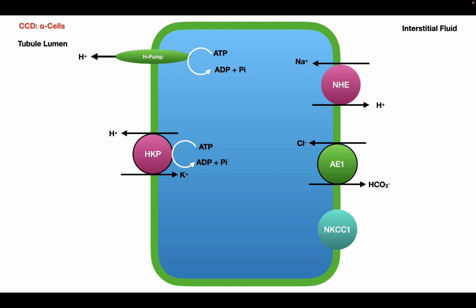And also on the basolateral membrane, we have NKCC1. NKCC1 co-transports 1 sodium, 1 potassium, and 2 chlorides into the cytosol. So what we see from what we learned here is that the alpha cells are going to be secreting acid into the tubule lumen, and they're going to be reabsorbing bicarbonate and bringing it into the interstitial fluid. So alpha cells secrete acid into the tubule lumen.